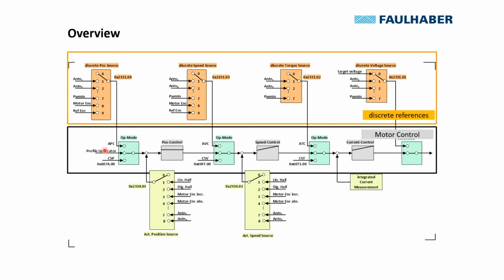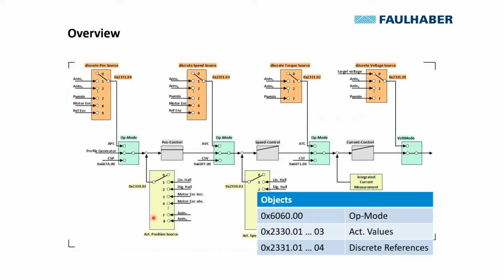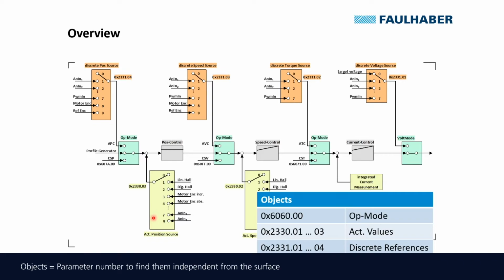Cascaded reference or discrete reference is always selected by selecting the operating mode here. Same for the feedback for the actual values for speed and position. Again, there is a software switch in position, but here the switch is always in use because we already pre-selected the used feedback by selecting the motor with the motor selection wizard in the beginning. So the parameters here are selecting the operating mode and selecting the actual values, and if used, selecting discrete references.